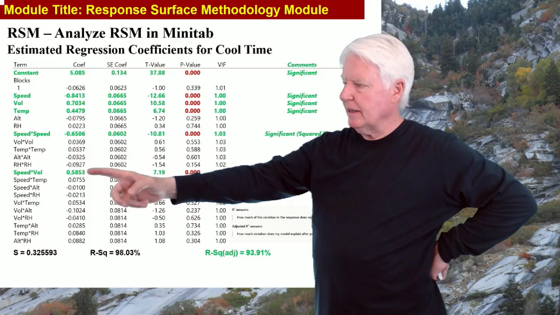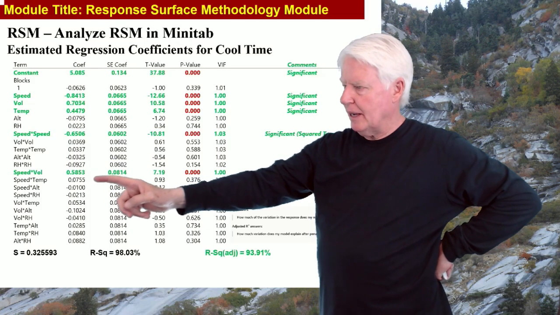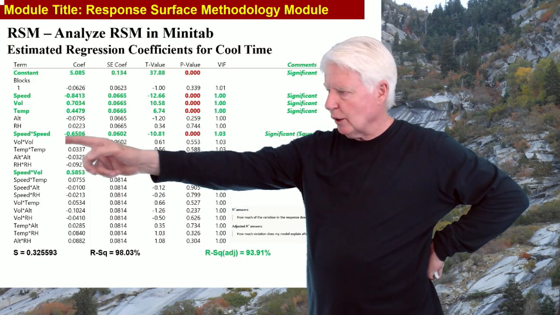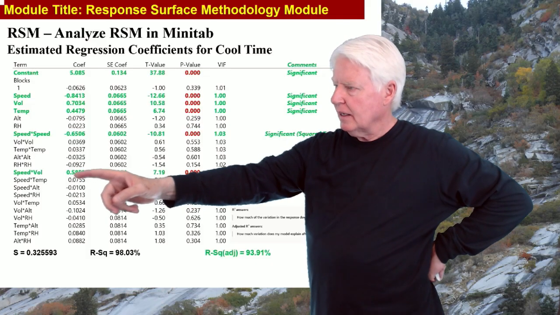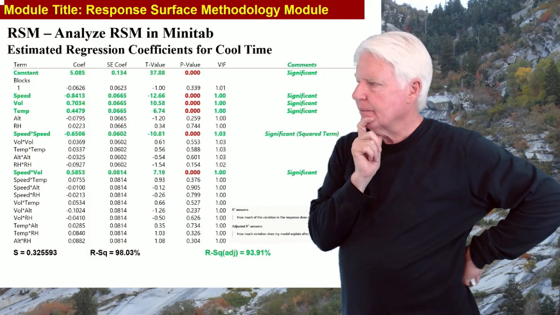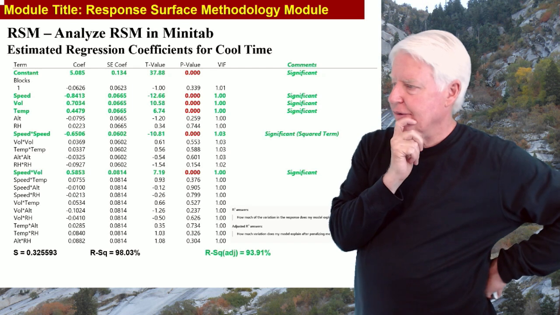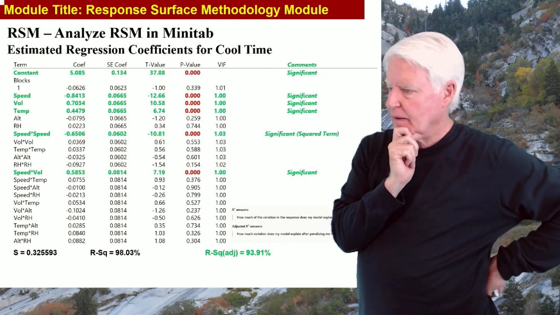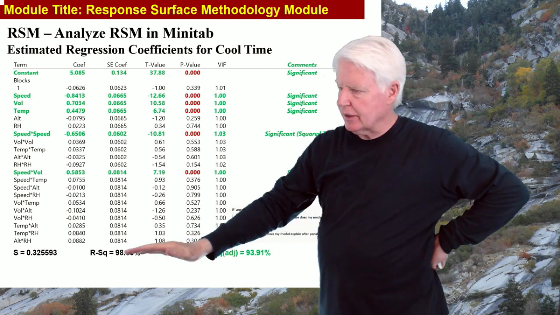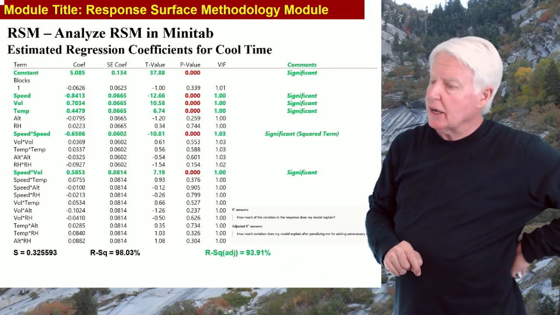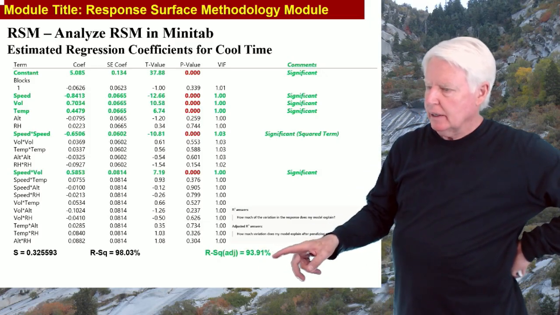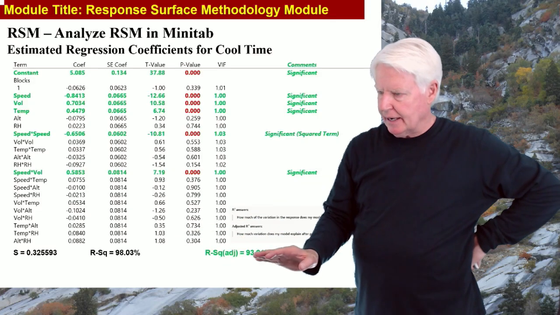And so that's significant. And the speed volume interaction. So you have one quadratic or one squared term that's significant, one interaction that's significant, and three of the variables are significant. And notice the r squared is 98.03 and r squared adjusted is 93.91. And so there's a difference there.